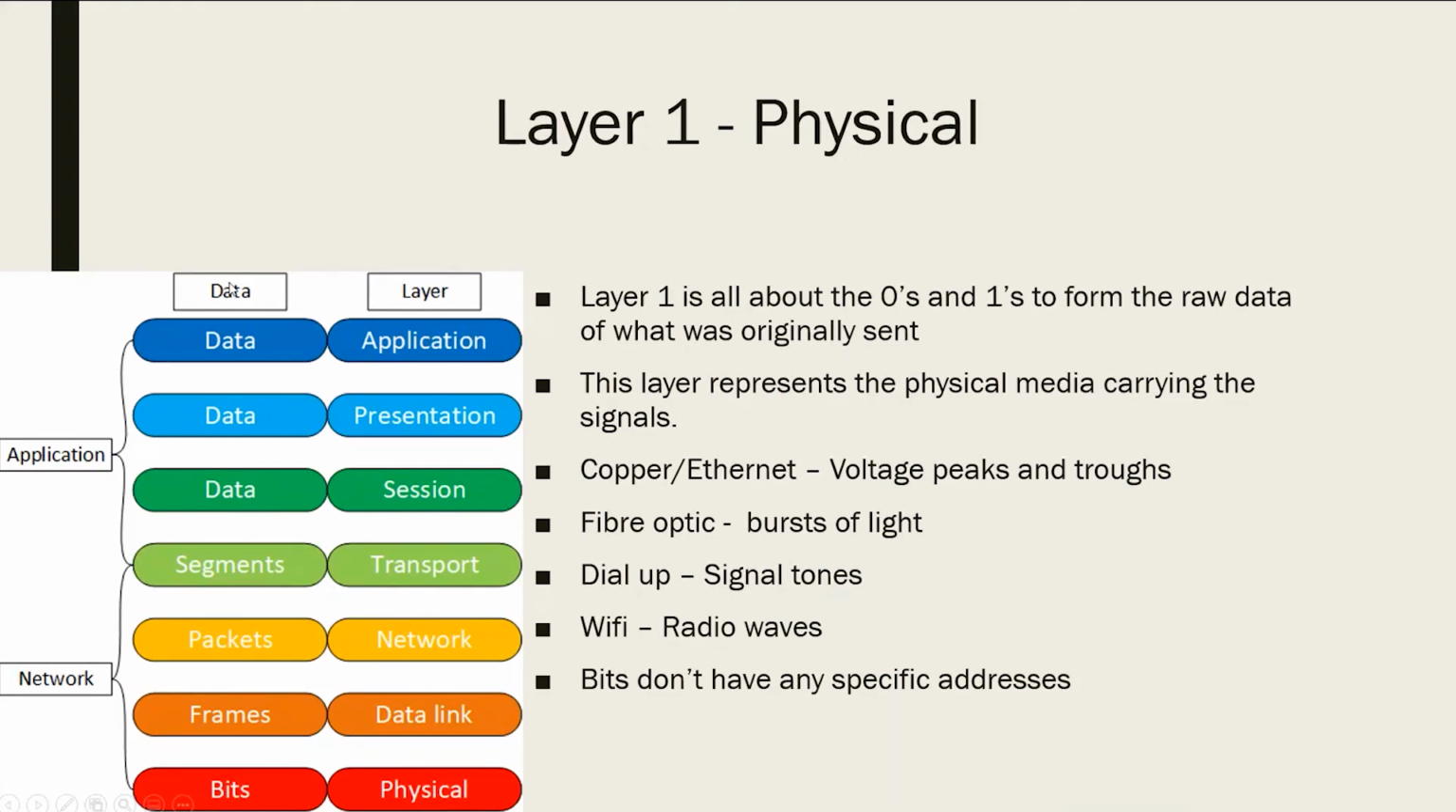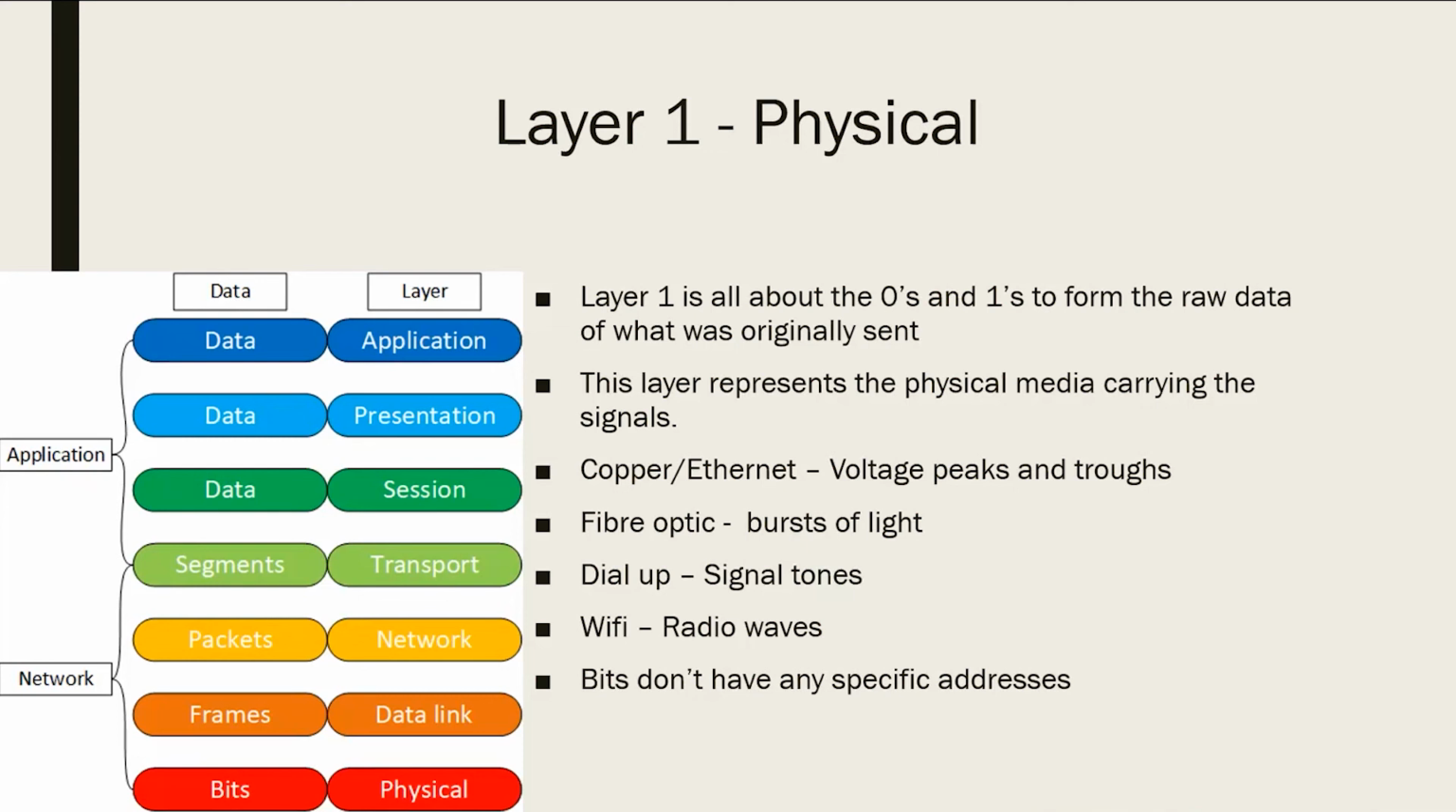But now it has to go over the physical media, whether that's copper, fiber, Wi-Fi, radio signals. We need to translate that actual data that you've got on your device to something that can be sent over your physical media. So in the case of a copper link, well, that's voltage peaks and troughs. So that's a high voltage signal or a low voltage signal. You've got fiber optics, so that could be a burst of light.